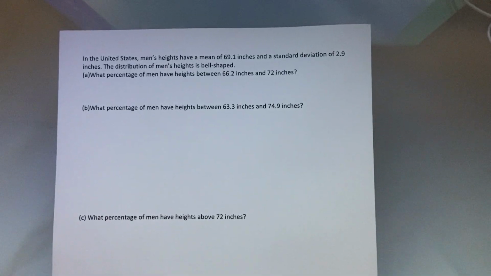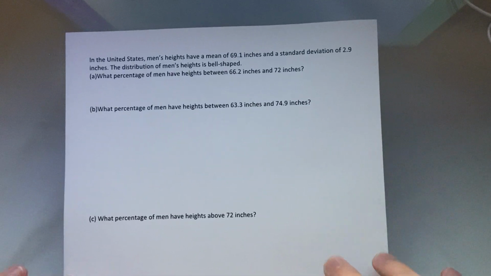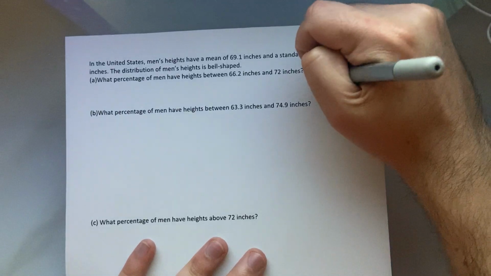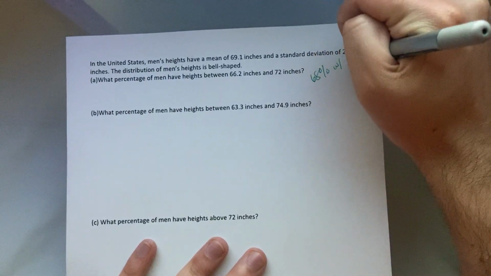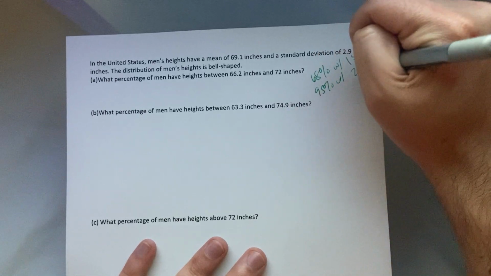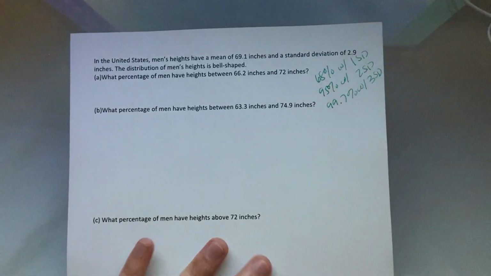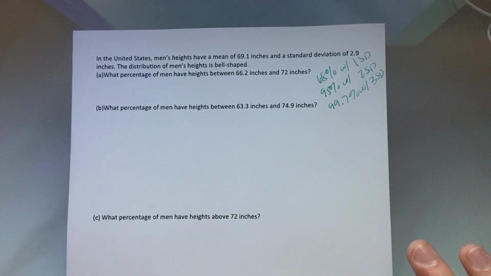Okay, let's do some problems using our empirical rule, which is the chart from the previous page in the notes. You can keep it handy, but just generally speaking, 68% within 1 standard deviation, 95% within 2, and 99.7% within 3 standard deviations. In the United States, men's heights have a mean of 69.1 inches and a standard deviation of 2.9.